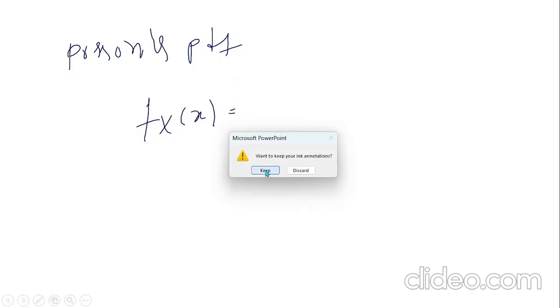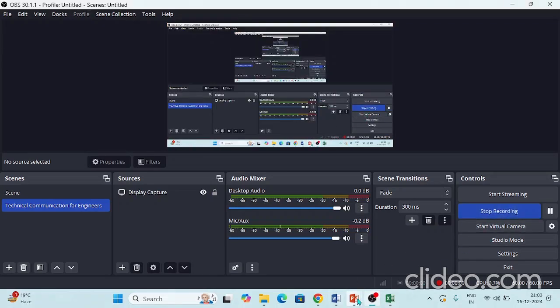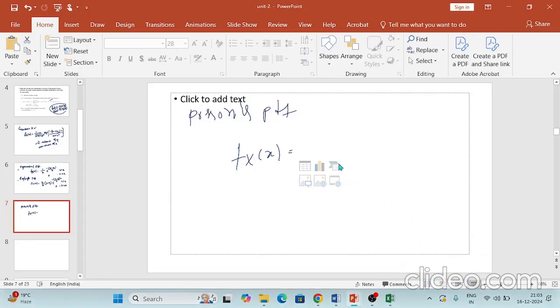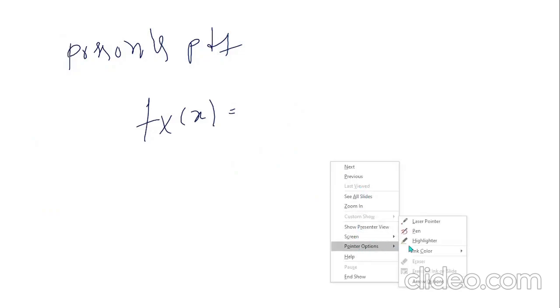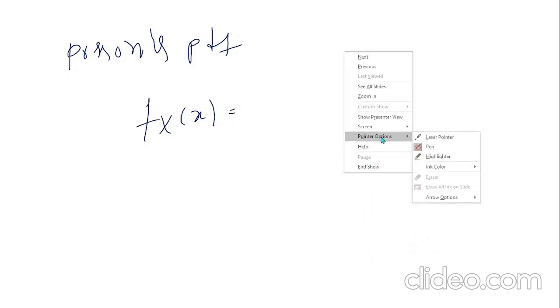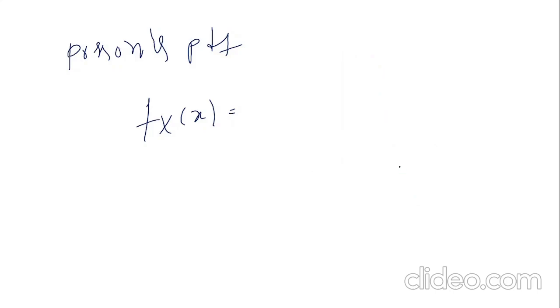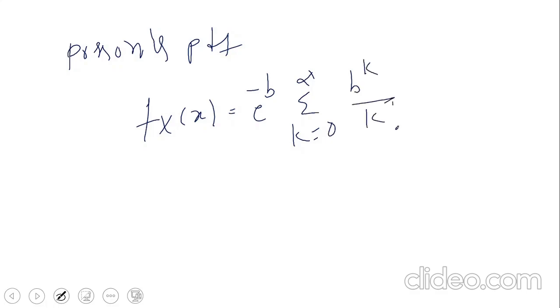Poisson's probability density function. For Poisson PDF, fX(x) is equal to e power minus b, summation k is equal to 0 to infinity, b power k by k factorial into delta of n minus k.